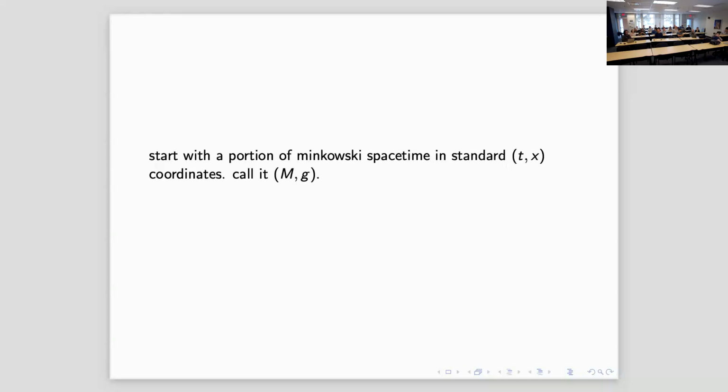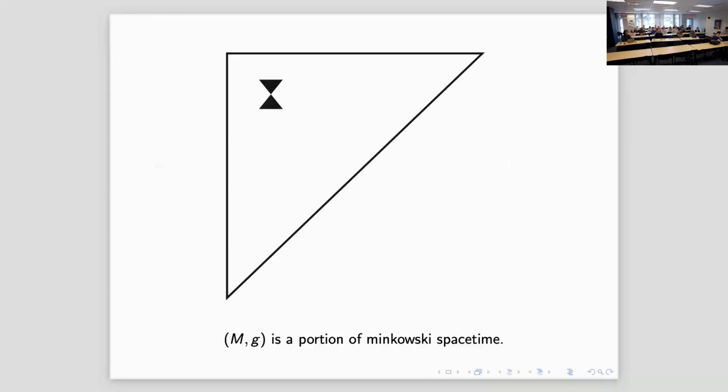So let's start with a portion of Minkowski spacetime in standard t-x coordinates, and let's call it M. And this is the portion I'm thinking of, the giraffe spacetime from before. This is going to be our base, and we're going to tweak this guy a little bit. Yeah, this is where we're starting. And just to remind folks, the origin is down here at this corner. The origin is not part of the spacetime since this is a manifold.